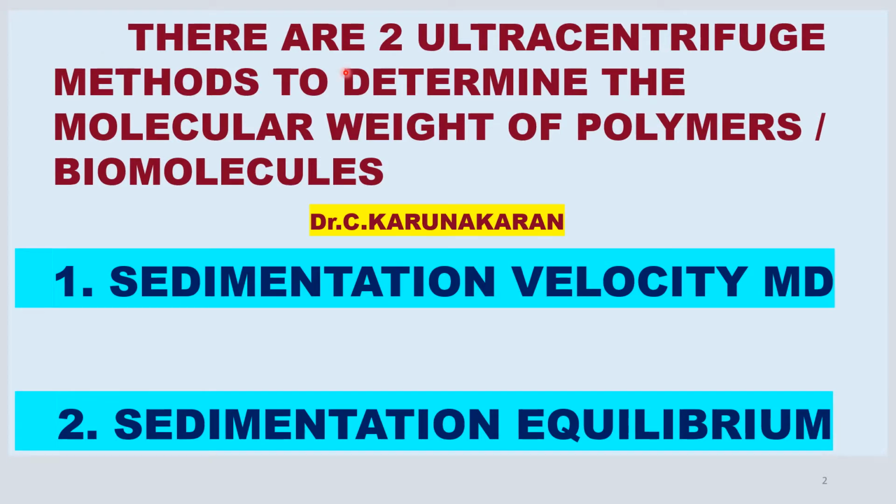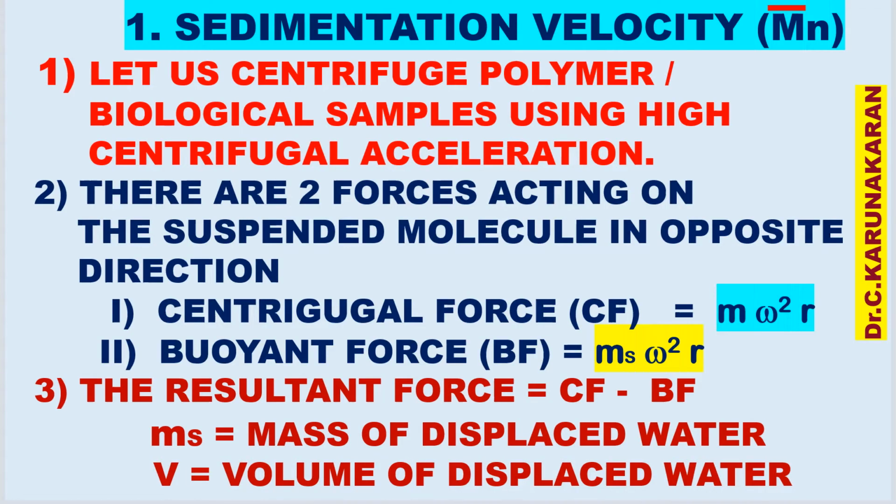There are two ultracentrifugation methods to find the molecular weight of polymers or macromolecules. They are the sedimentation velocity method, by which the number average molar mass is determined, and the sedimentation equilibrium method, by which the mass average molar mass of the polymer is determined. Let us study the sedimentation velocity method. By using this method, the number average molar mass of polymers is determined.